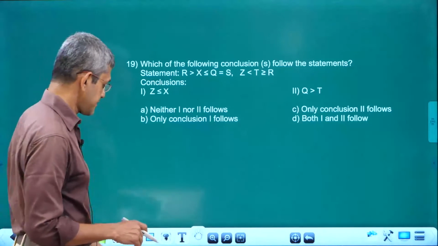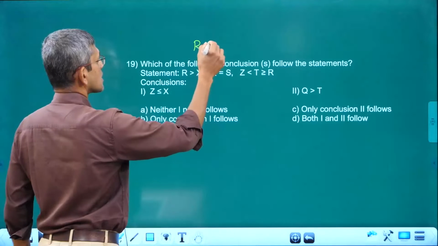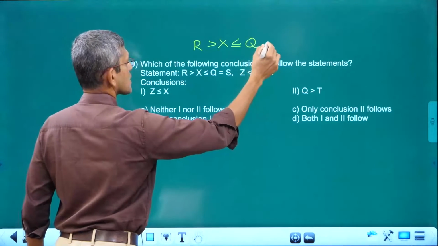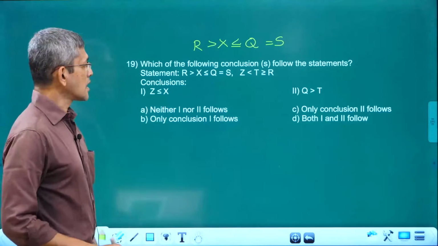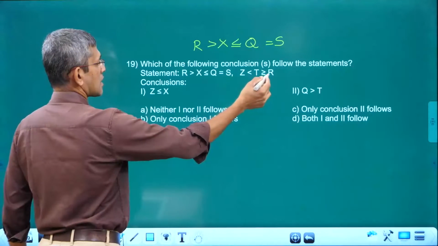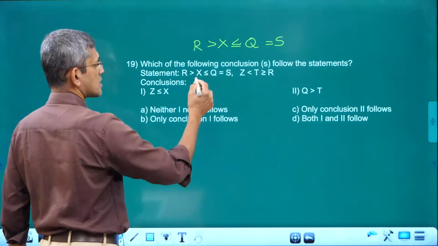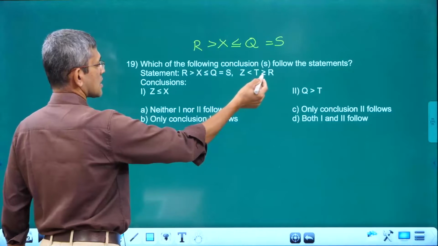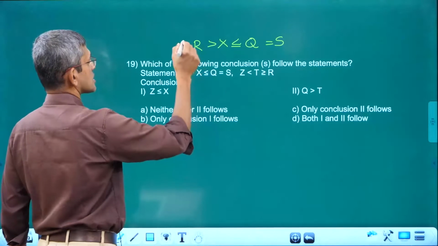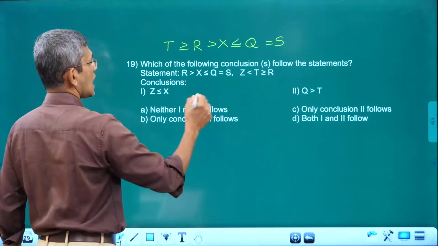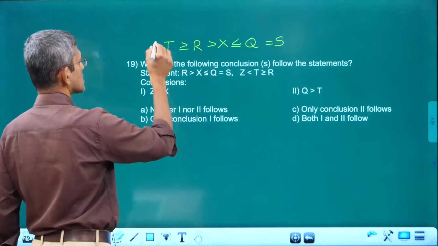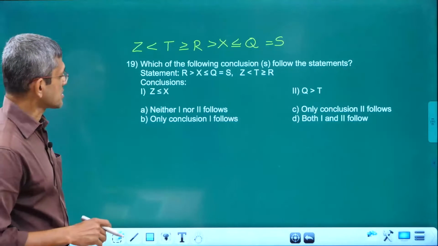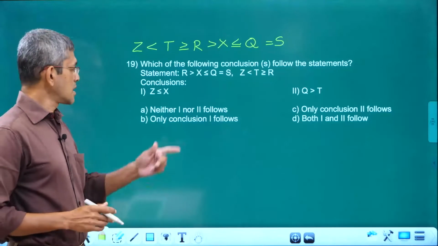Let's combine it. R greater than or equal to x, x is less than or equal to q, q is equal to s. Now, r is the common element between these two, right? So r is less than or equal to t, and t is greater than z. So the two statements are combined.